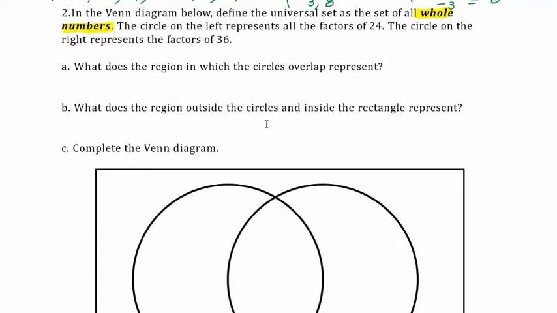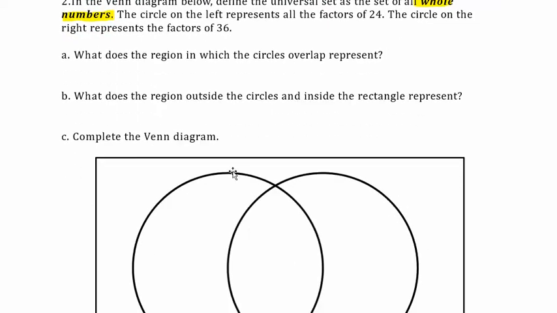The circle on the left represents all the factors of 24, and the circle on the right represents the factors of 36. Let's write that down. I always think that's a good idea. So this is going to be factors of 24. And this is going to be factors of 36 in this circle.